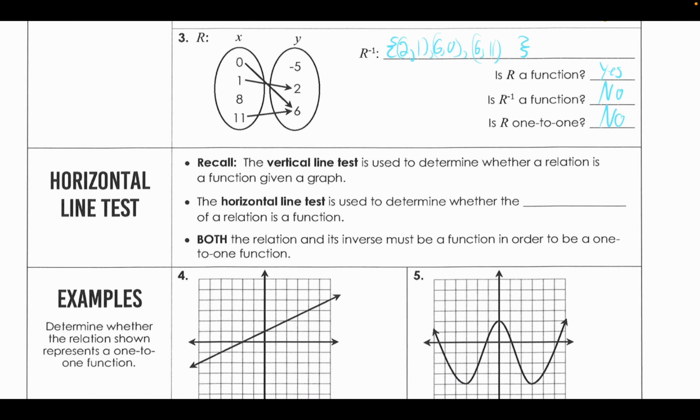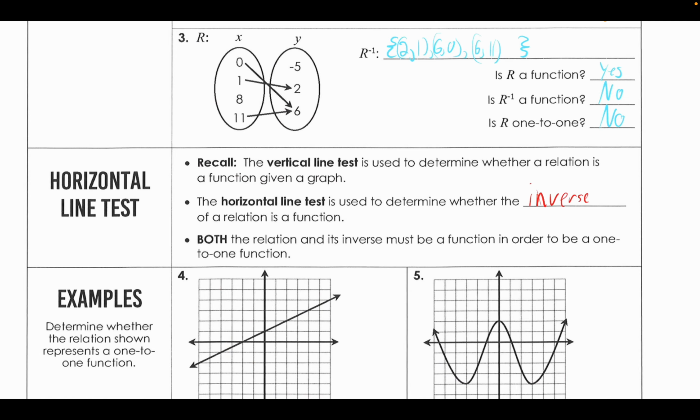And how that works is you draw vertical lines, and the rule is that if any one vertical line were to ever hit more than one point on the graph, then it would not be a function. Less than one or exactly one is fine, but if any vertical line were to hit more than one, that's an issue. Now, the horizontal line test is used to determine whether the inverse would also be a function or not.